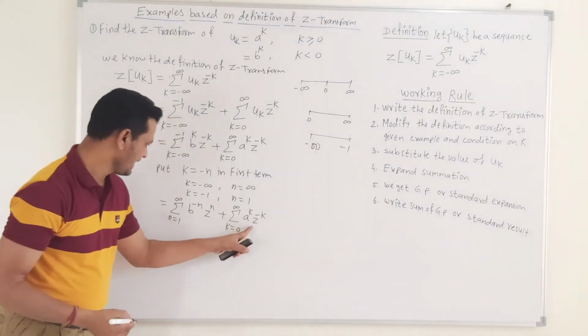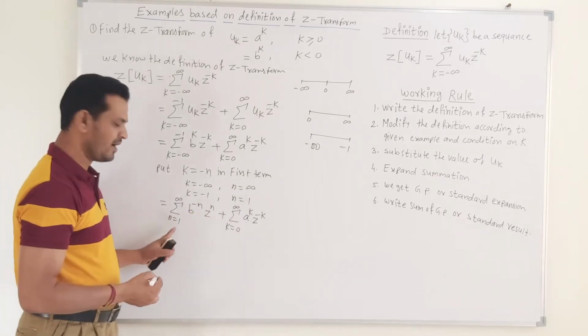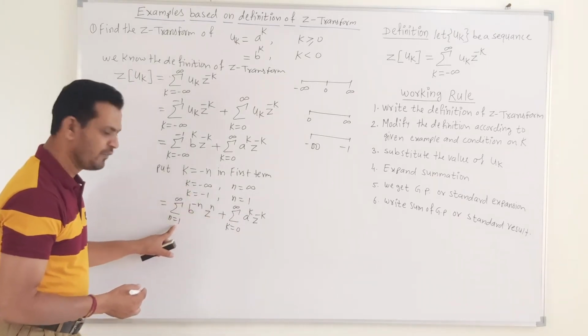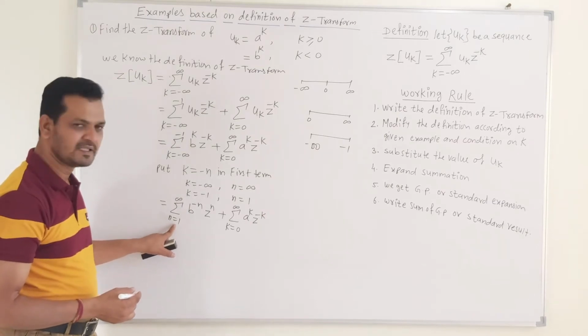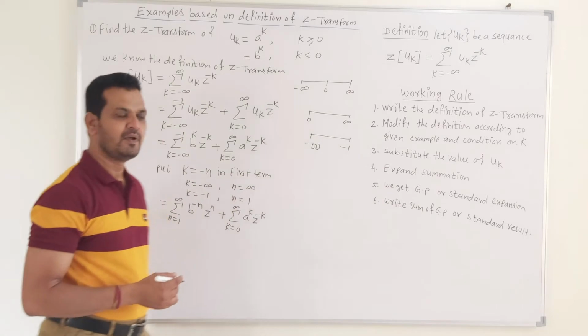So here the variable is k, here it is n. So the variables are immaterial. Observe that after putting this value, it is possible for us to expand the first term as well as the second term, according to step number 4.